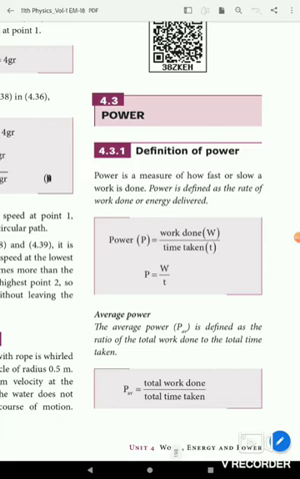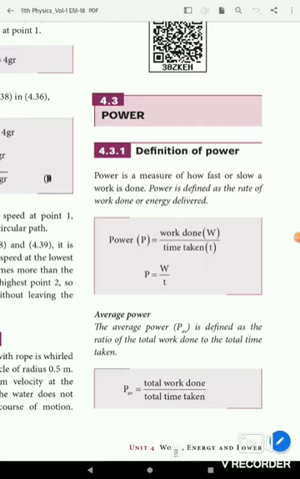Next topic, we are going to discuss about power. Definition of power: power is the measure of how fast or slow work is done. So power is defined as the rate of work done or energy delivered. The symbol of power is capital P. Momentum is also p, but it is a small p. P is equal to work done W divided by time taken T. So P is equal to W divided by T.